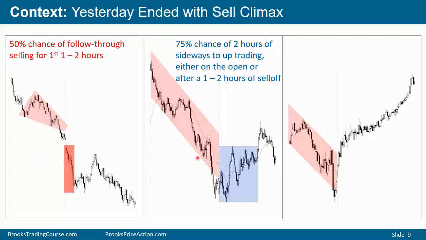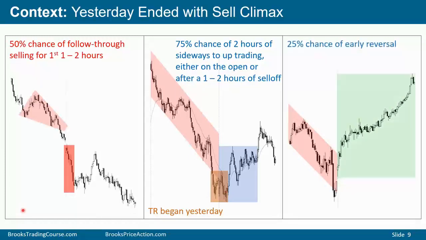There's a 75% chance that even with strong selling like this, the market is going to trade sideways to up for at least a couple hours, starting by the end of the second hour. This trading range began at the end of yesterday, and it continued on today's open. Finally, there's a 25% chance of a reversal. Strong sell-off yesterday, and then strong rally today.